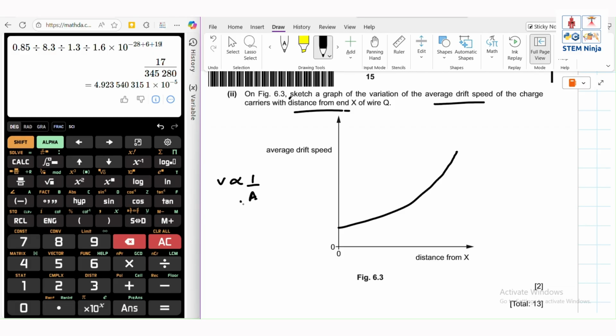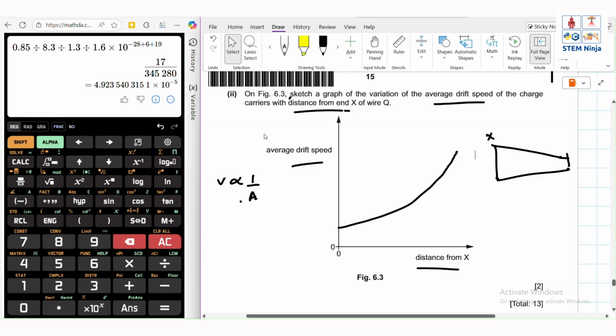So remember, this is not the same relationship as shown over here. We have to see what the picture for the wire Q is.